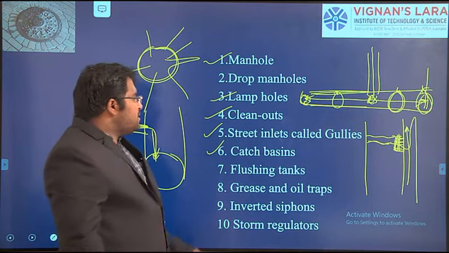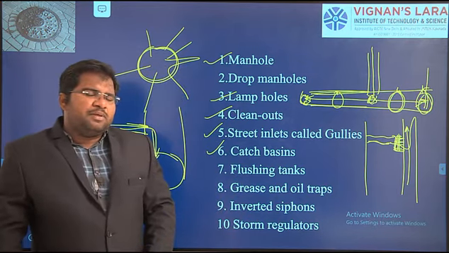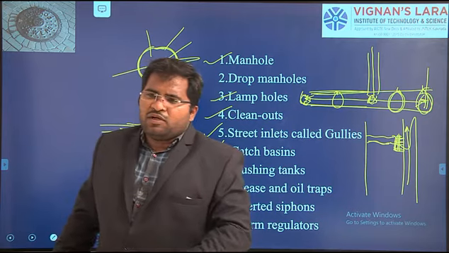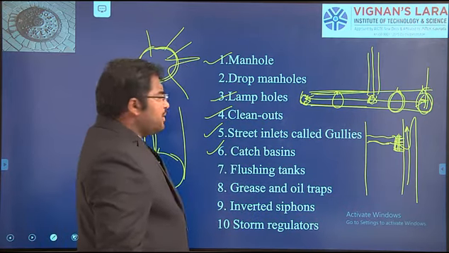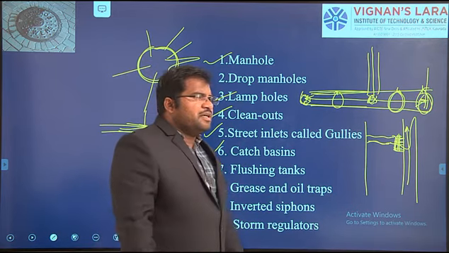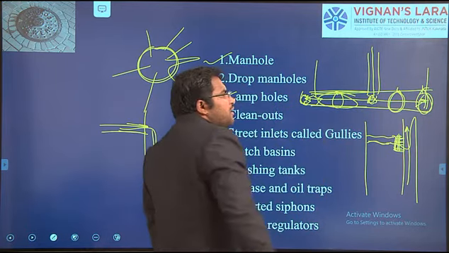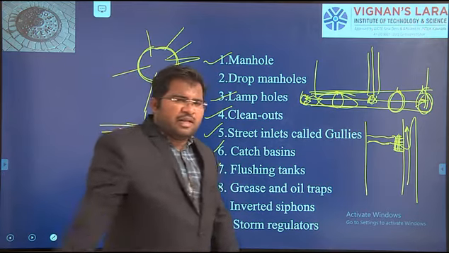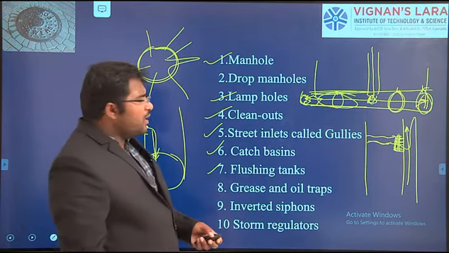So catch basins are a part of the street inlet, where the debris that comes along with the storm water is collected, and only water is given to the sewer. Next, the flushing tank. Whenever debris accumulates in the pipeline, with the help of water, like our toilet flusher, the solid waste moves along with the water so that there won't be any unseen condition.